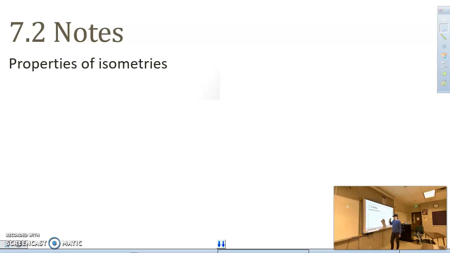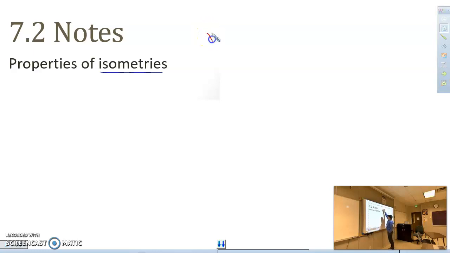We're going to try this with a webcam and do the 7-2 notes from the classroom. So 7-2, we are doing properties of isometries. Now this word isometry is definitely one that people forget. So you're going to want to highlight this or mark a little star next to it.